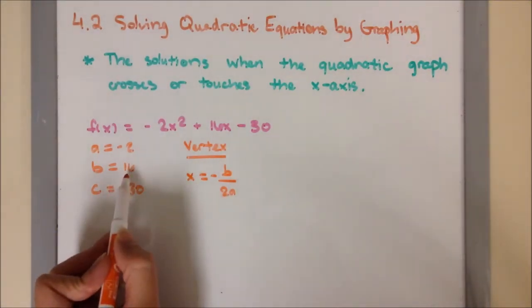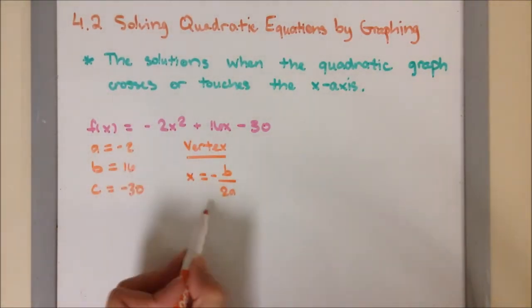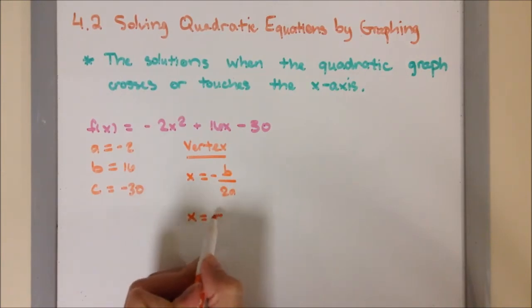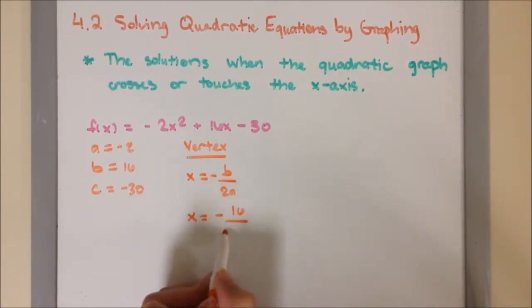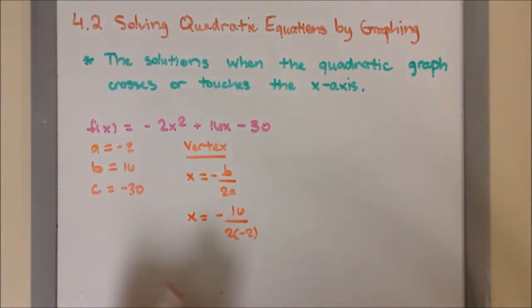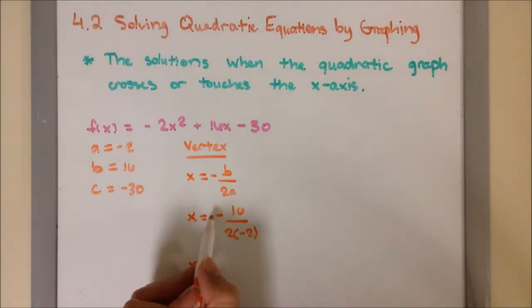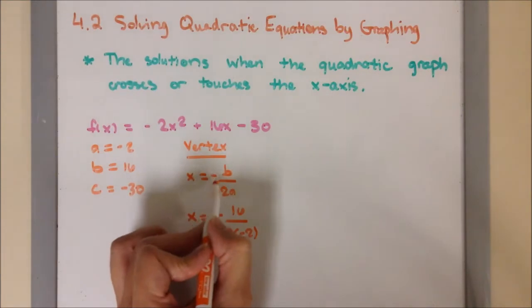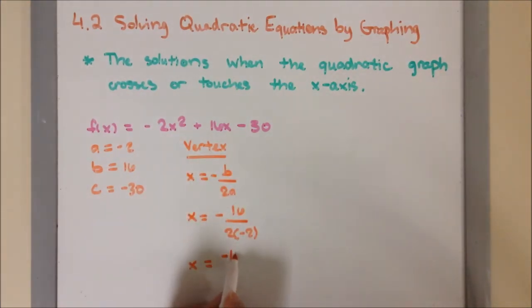So we're simply going to plug in 16 for b and negative 2 for a. So x equals negative 16 over 2 times negative 2. When I simplify that, I'm going to move the negative from the formula to the numerator, so negative 16 over 2 times negative 2, which is negative 4. I'm going to simplify that as x equals positive 4, because negative 16 divided by negative 4 will be positive 4.